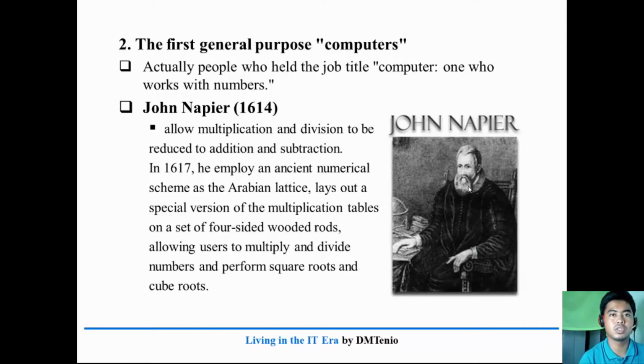Then the second one is the first general purpose computers. Actually, people who held the job title computer were those who worked with numbers. So if your job is working with numbers, you are called a computer, no? John Napier in 1614 allowed multiplication and division to be reduced to addition and subtraction. In 1617 he employed an ancient numerical scheme, the Arabian lattice, and laid out a special version of the multiplication tables on a set of four-sided wooden rods, allowing users to multiply and divide a number and perform square roots and cube roots. So this is John Napier.